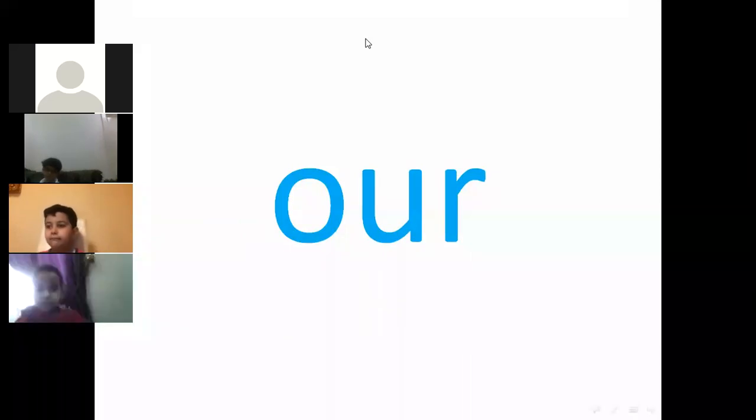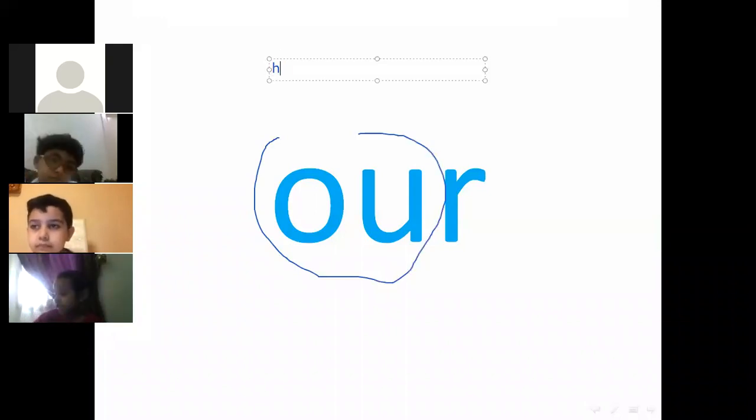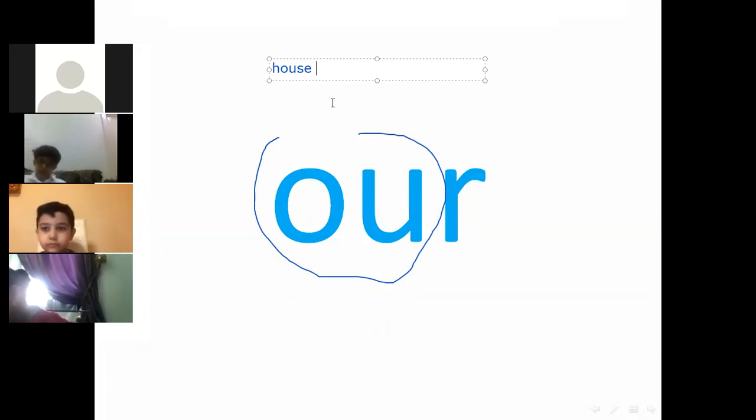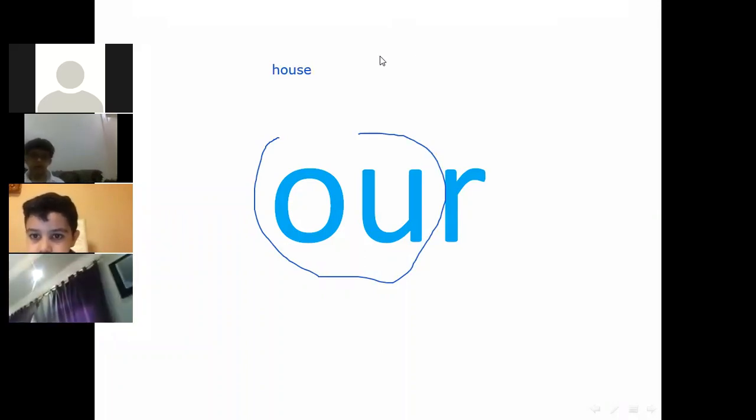Now let's try to read this word. It's our. This word is our. O-U-R. Our. So we see O and U, it has the sound ow. Our. Like house. Look at this word here. House. House and our have the same sound. So O and U have the ow sound. Okay. So reread the word.